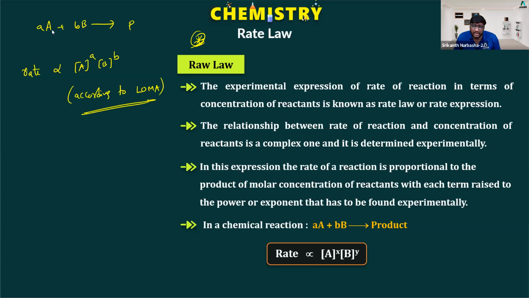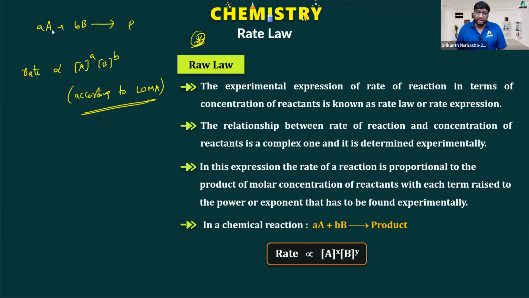Can we say that? We can't say that. So rate of the reaction is proportional to concentration of A whole power A into concentration of B whole power B. That is the rate equation given by the law of mass action, which may or may not be true. I'm not saying it is always wrong with respect to experiment. It may be true. It is true for elementary reactions.